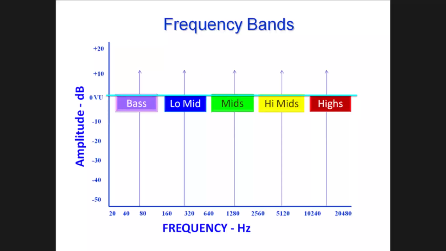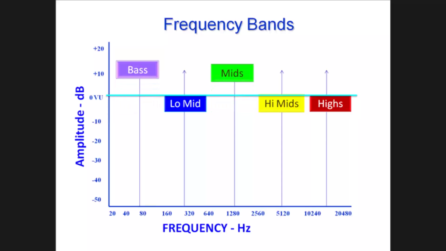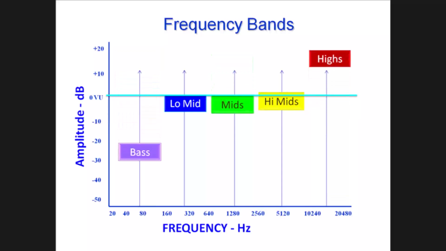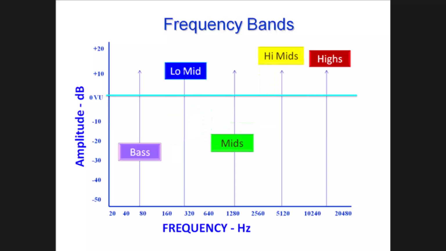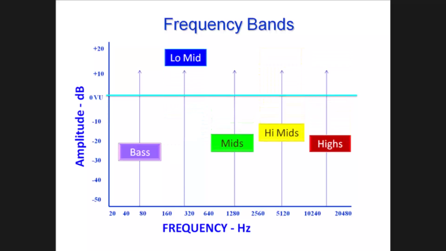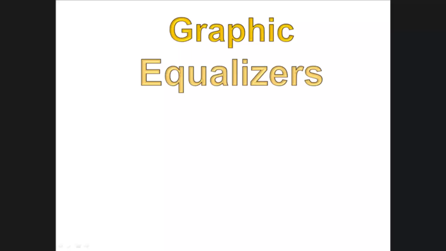So the concept of equalization is adjusting amplitudes, but only for a certain range of frequencies. For example, I could increase or decrease the amplitudes of any of these bands of frequencies without affecting the others. This is the concept of a graphic equalizer.